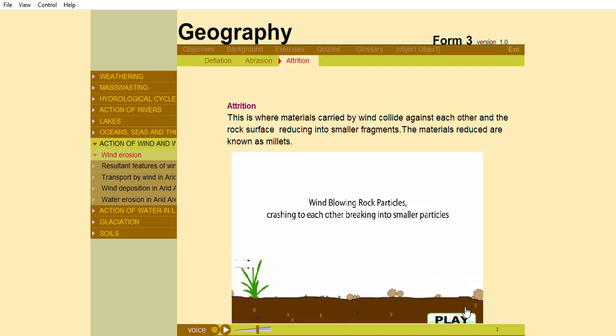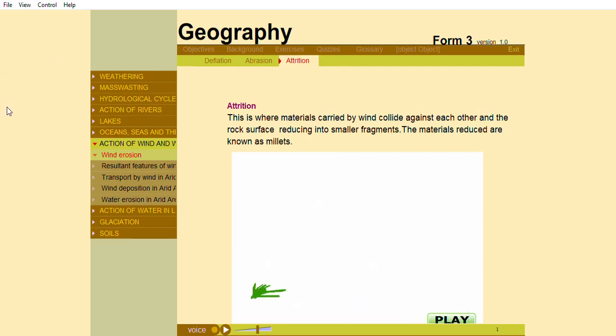Attrition. This is where materials carried by wind collide against each other and the rock surface, reducing into smaller fragments. The materials reduced are known as millet seed.